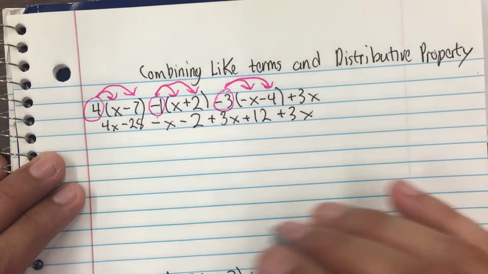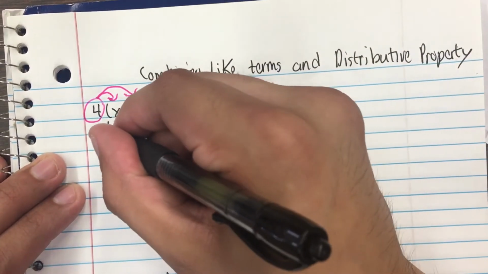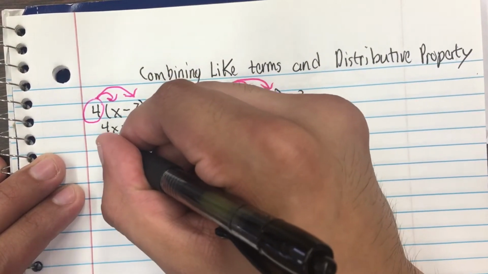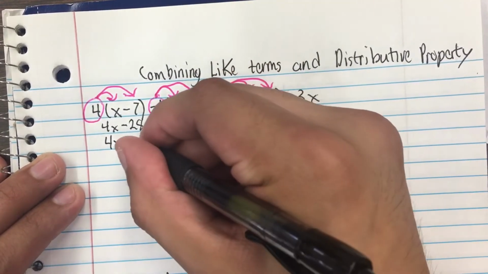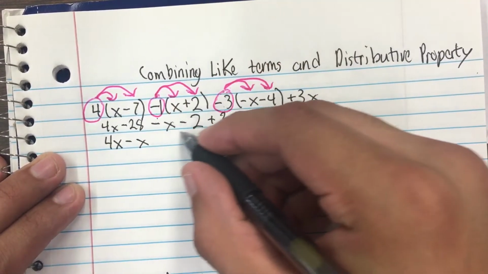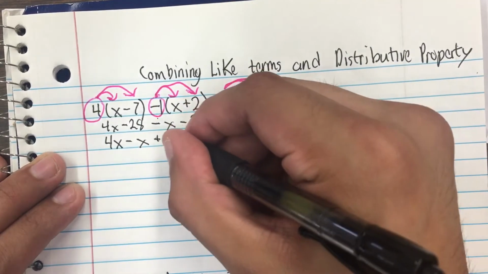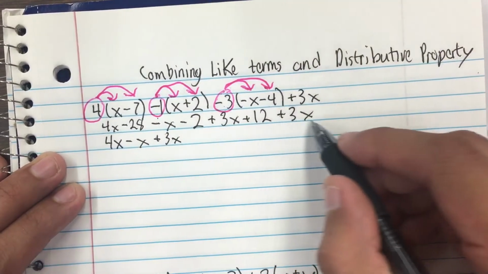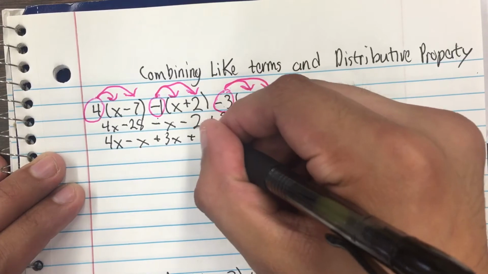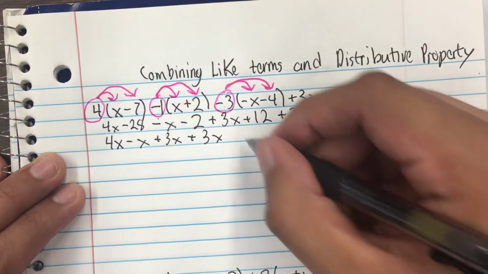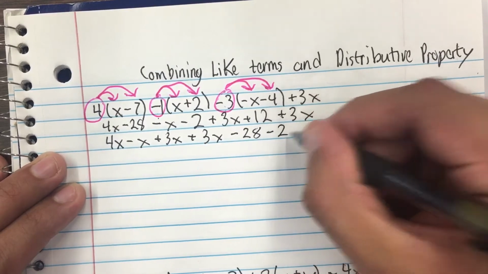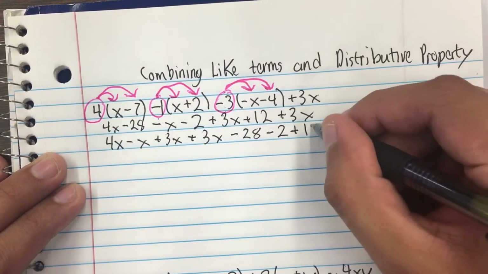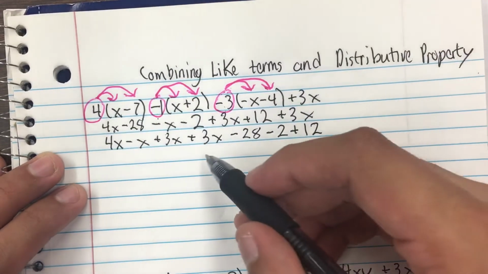Now let's list all our terms in descending order. So the ones with the highest degree first, 4x, then I see a -x, then I see a +3x, then I see another 3x. Then all my constants right behind, -28, -2, +12. From there, combine your like terms.